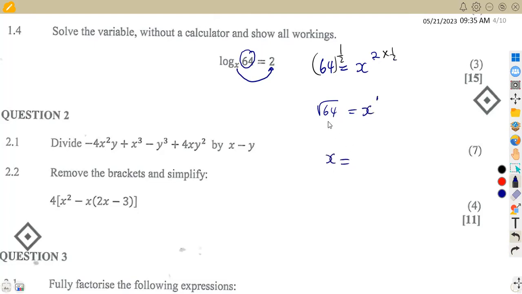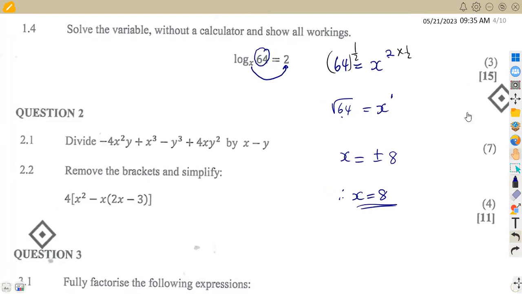So x is going to be the square root of 64, which is plus or minus 8. But we know that we are dealing with x, which is a base. So this base cannot be a negative. So therefore, our x is going to be 8. We are going to have our x as a positive value, which is going to be 8. All right, so that was our question 1, having a total of 15 marks in this case.